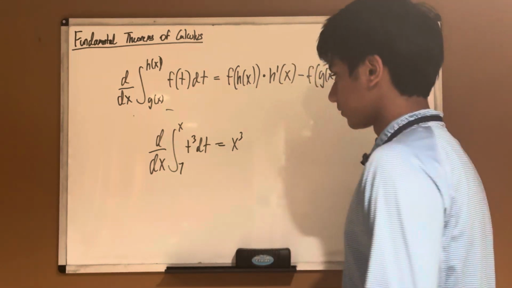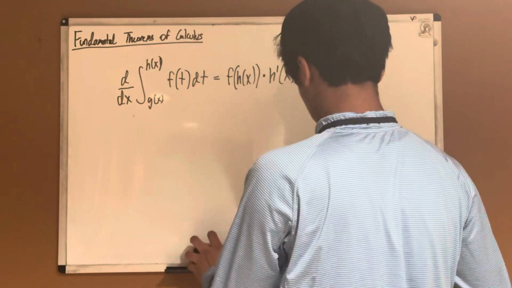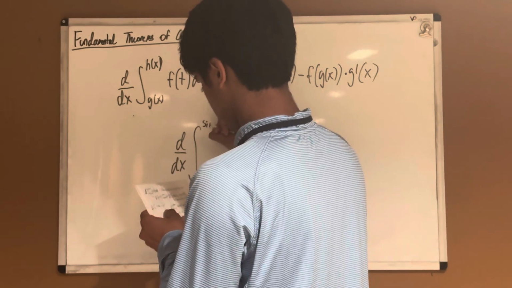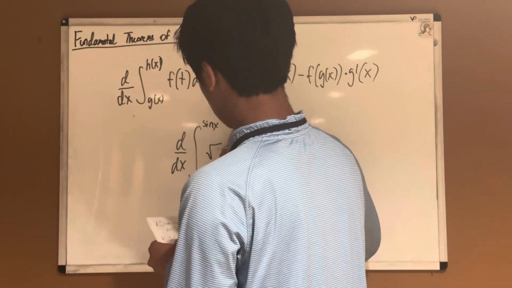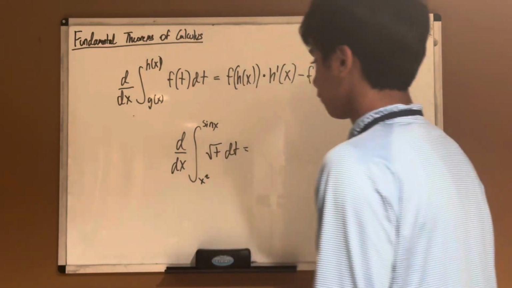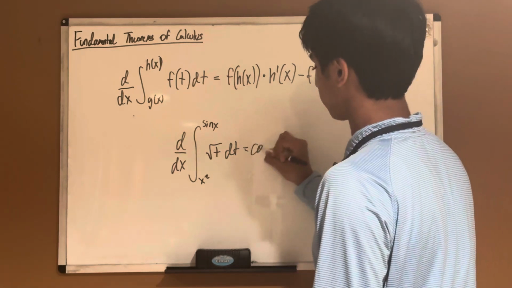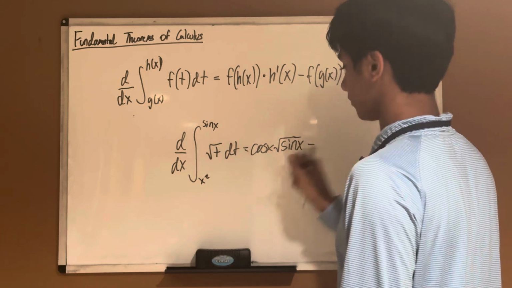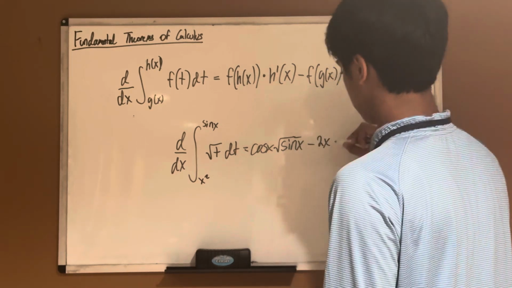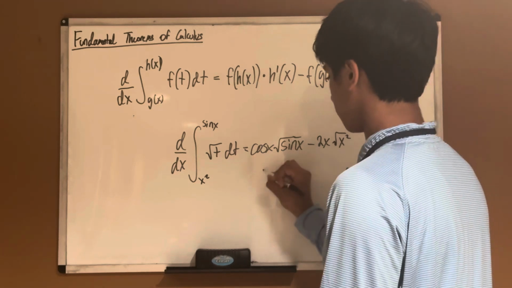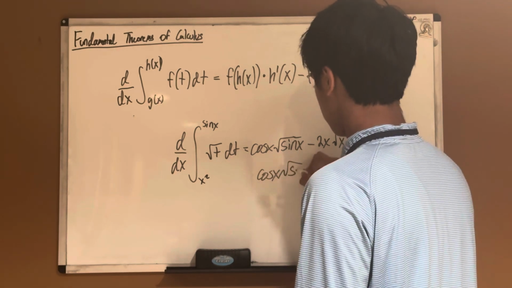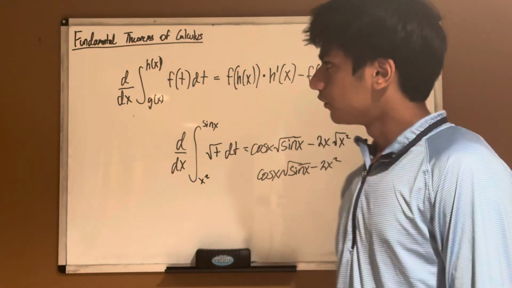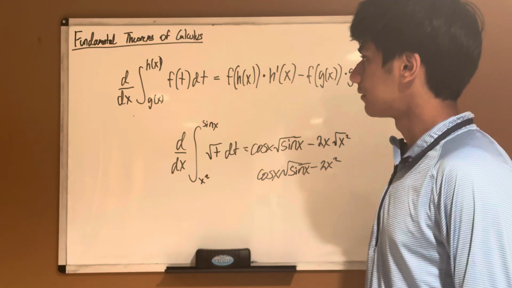Next, let's say we have the question, the derivative of the integral from x squared to sine of x of square root of t dt. For this one, again take the derivative, so cosine of x times, we just plug it in, square root of sine of x, minus, take the derivative, 2x, and plug it in, square root of x squared, which is just x. So we get cosine of x times square root of sine x, minus 2x squared, and that's our final answer. So the second fundamental theorem questions are pretty easy, and yeah, that's it.